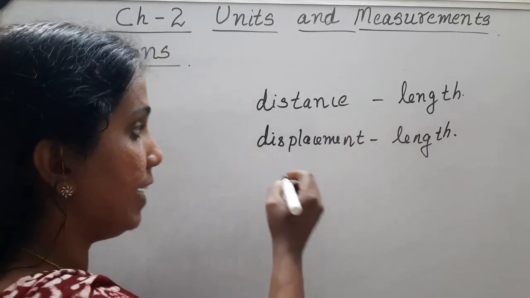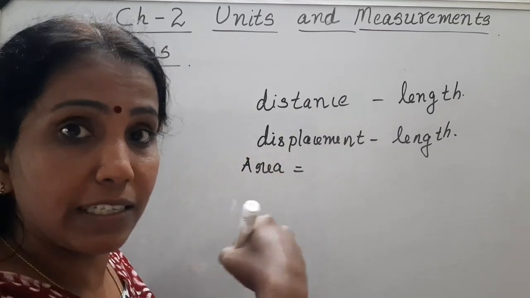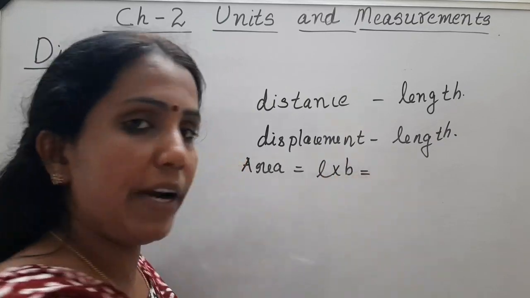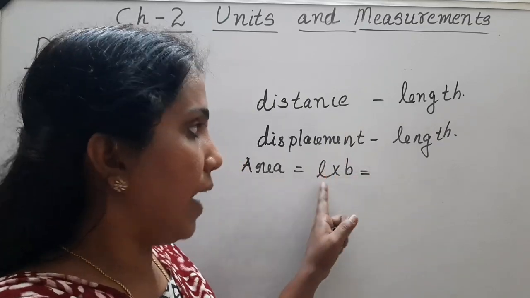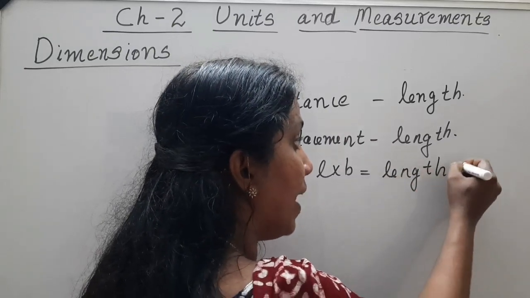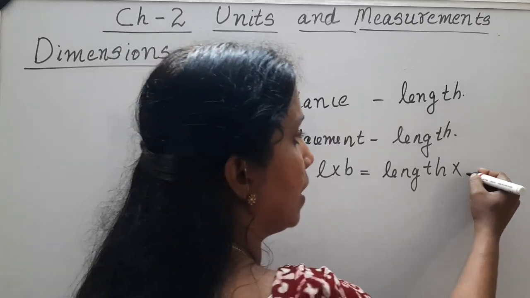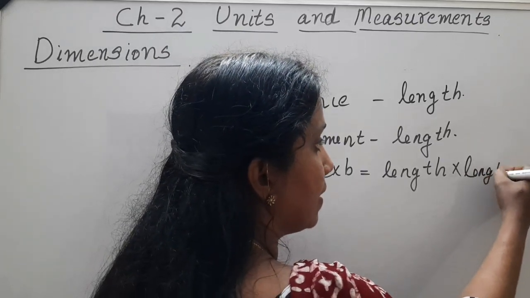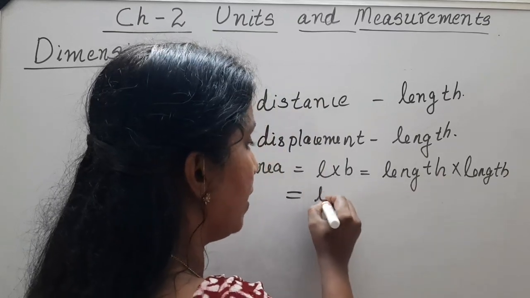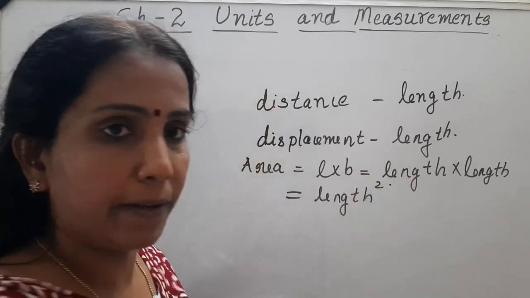Okay. If I take area, what is area actually? In the case of a rectangle, when we consider area, it is length into breadth. So length is basically length. What about breadth? Breadth also is basically length. So area in terms of fundamental quantity, if I am writing, I will get length square.